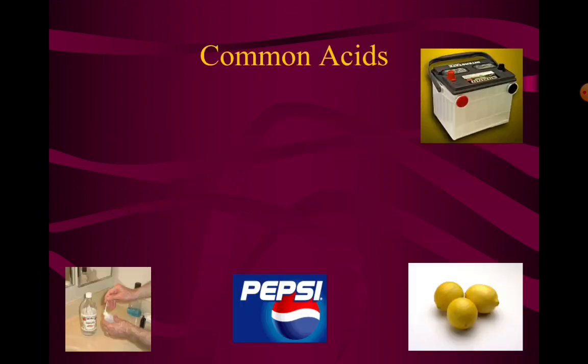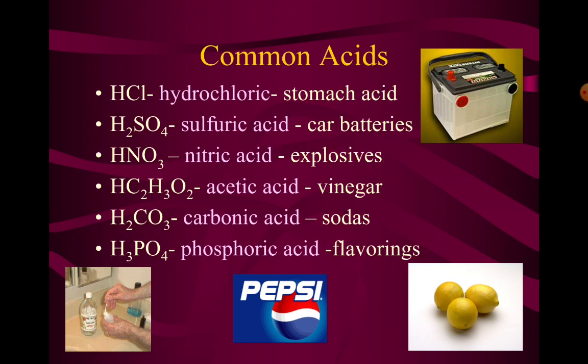Now let's see some common acids which we come across in our daily lives, and this will be our last heading for today's class. Which types of common acids do we see in our daily life? The first is hydrochloric acid, which is produced in our stomach. This is also called stomach acid. Although it is not that strong, it is a weak acid. The second is H2SO4 or sulfuric acid, which is found in car batteries. The third is HNO3, nitric acid, commonly used in explosives.